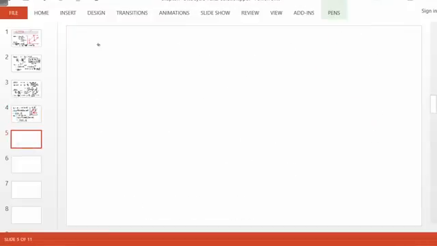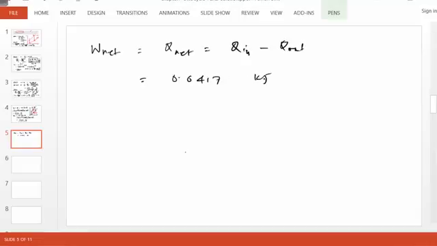So therefore, W net, so this is the trick we are using, W net and Q net are equal, which is Q in minus Q out, which is equal to 0.0417 kilojoule. So if you have to find the thermal efficiency of the cycle, of the Otto cycle, W net divided by Q in, and we can show that it's about 60.2%.